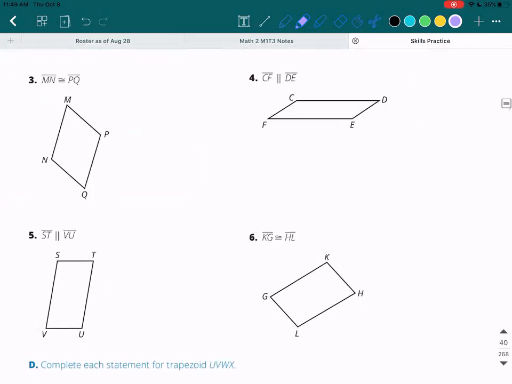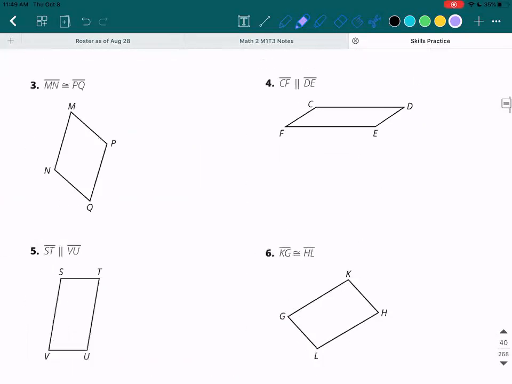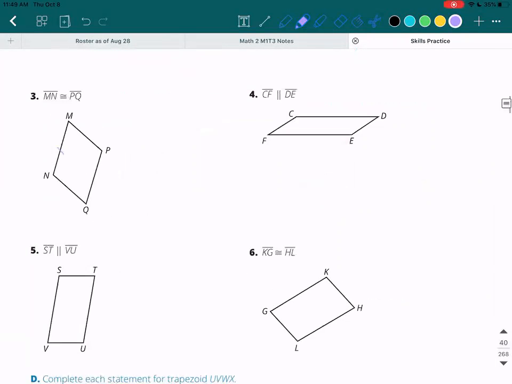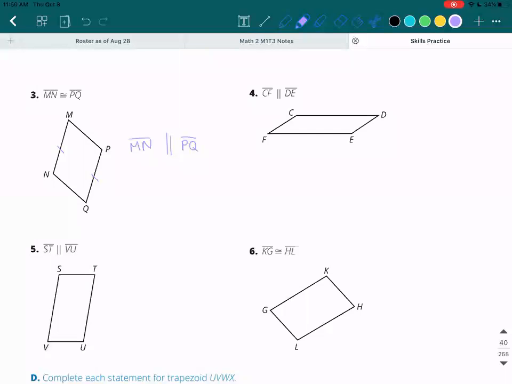For number 3, they picked MN and PQ as congruent. We need to say that they are parallel. Good, thank you. MN is parallel to PQ. All right, so we wrote that they're parallel, and that's it for number 3. If they say it's congruent, we say it's parallel. Let's do the next one.